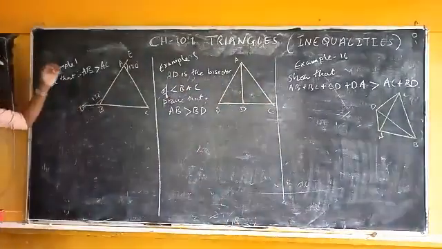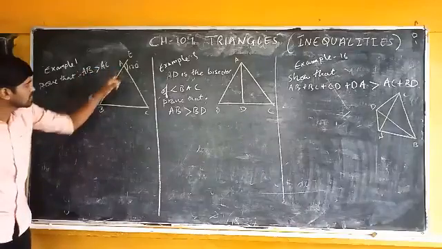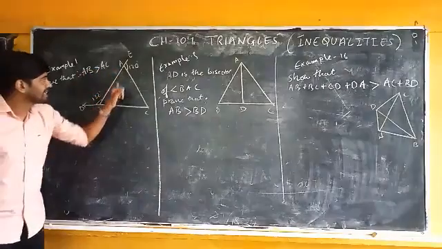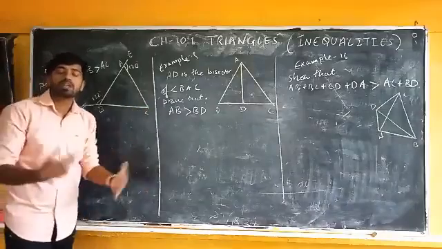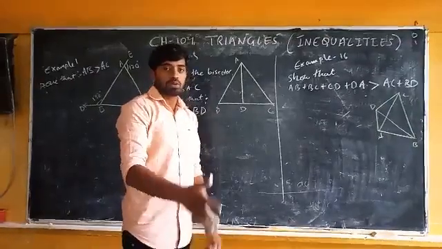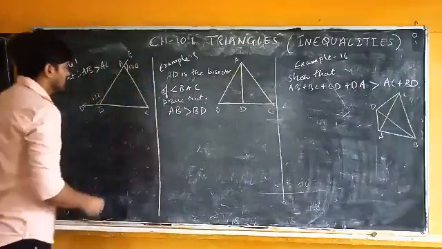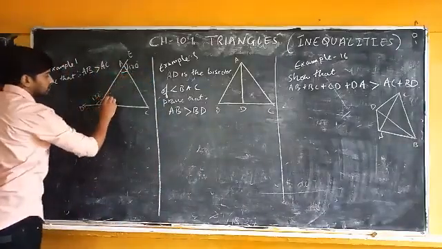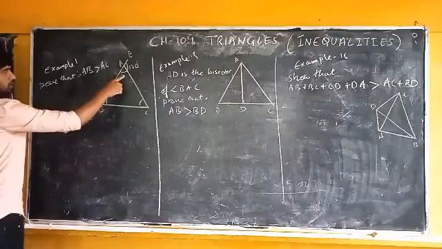So I have to prove that AB is greater than AC. Now what to do? How to prove this? Not a single side is given, but how to prove? We need to apply the formulas, but before that, I'll find the unknown angles. This one, this one, this one. So how will I be finding this one?